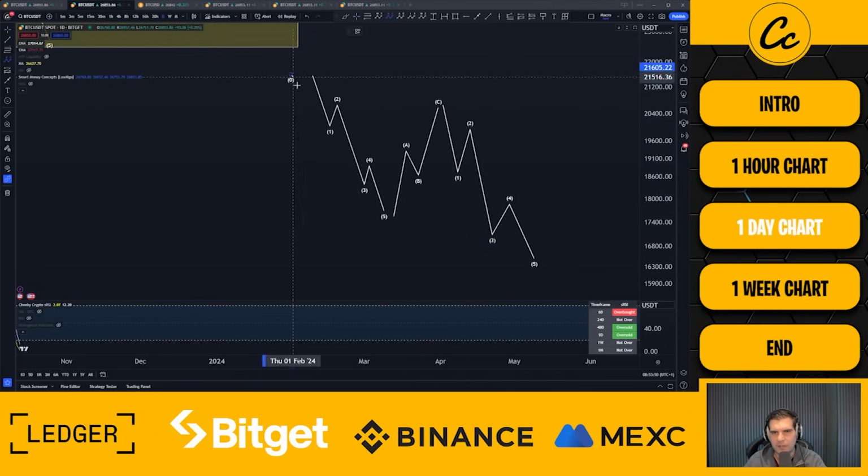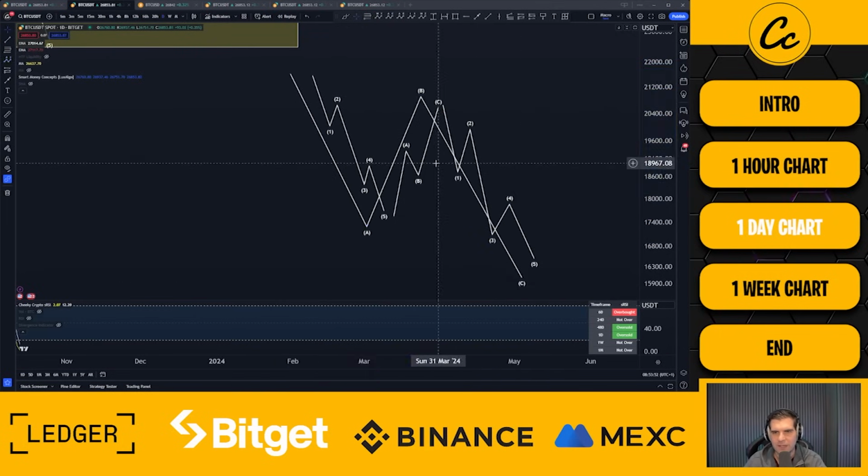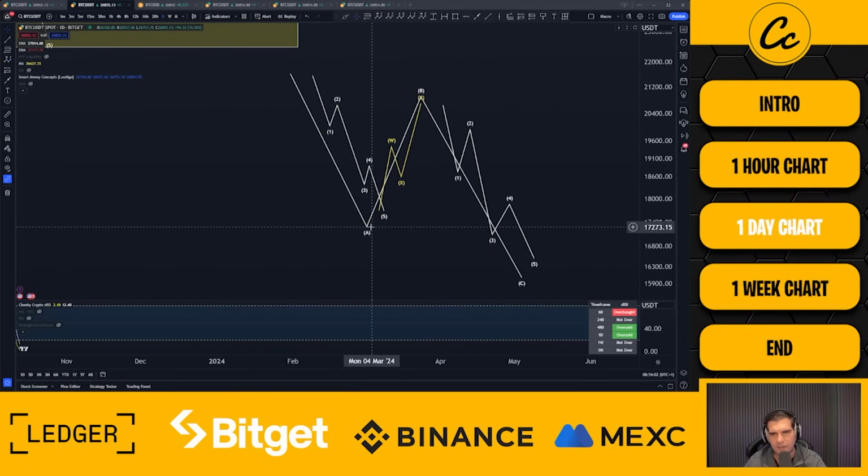This would be a technical term of an ABC. As you can see, ABC here would be also a zigzag pattern in this example, but doesn't have to be. We could, of course, use a W, X, and Y to symbolize a different kind of internal structure, but you kind of get the idea. It's a 5-3-5 correction. It's called a zigzag pattern, and in simple terms, that's an A, B, and C pattern.